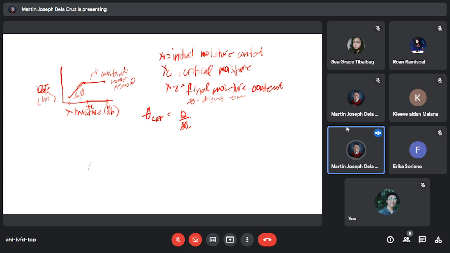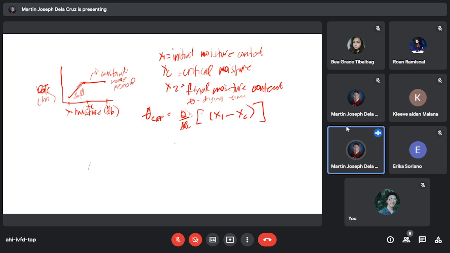So your Q over ARC, or sometimes kasi your Q is your volumetric flow rate, A is your area, and RC is your rate constant, okay? But in this case, we use this Q over ARC as your proportional constant. So times, it's just times your X1 minus XC class. Okay? So, yan lang yung formula for constant rate period.